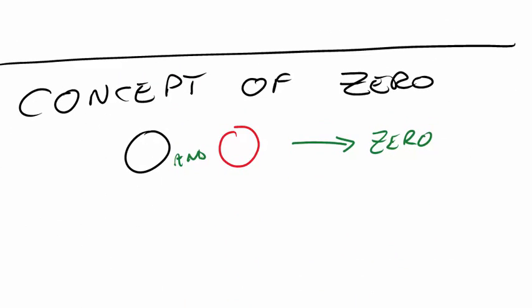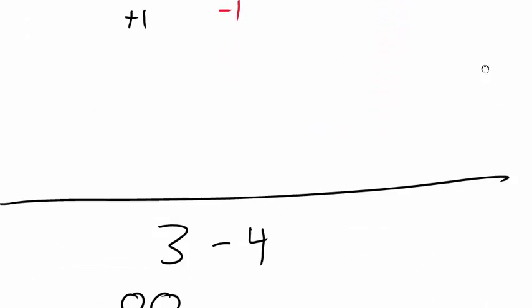We talked about the dark circle being a positive 1, and the red circle being a negative 1, and they're really just opposites. They cancel each other out. So whenever I have a positive 1 and a negative 1, that's going to be a 0. And I'm going to use that a lot in the next few problems.